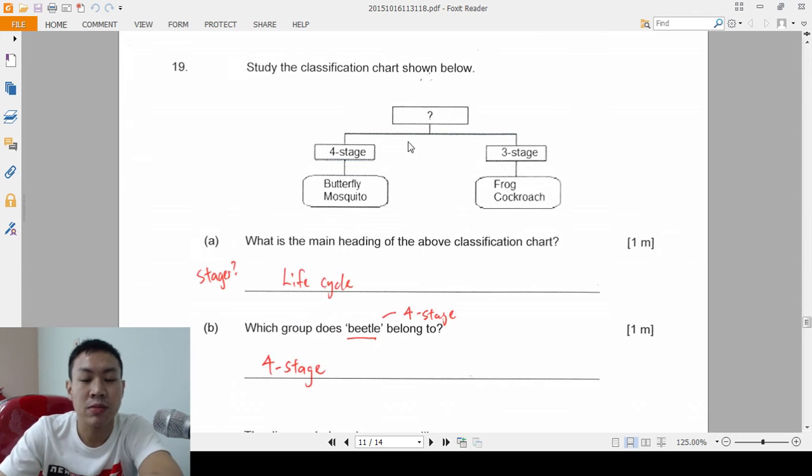Question 19. Study the classification chart shown below. So I have 4-stage and 3-stage. We are looking at stages, so we can conclude that the heading is about life cycles. Part B. Which group does beetle belong to? Beetle, I remember that it has 4 stages, so I'll put it under the 4-stage life cycle. Your answer will be 4-stage or 4 stages.